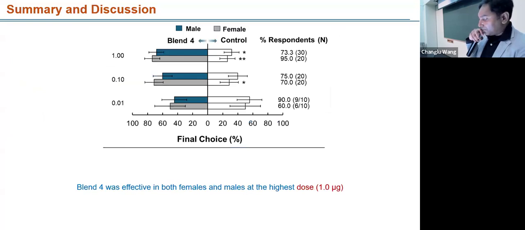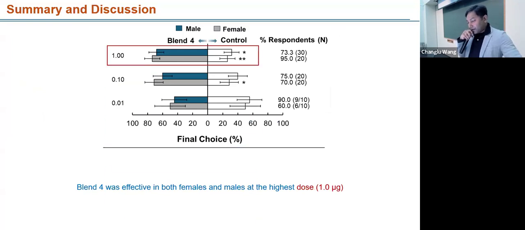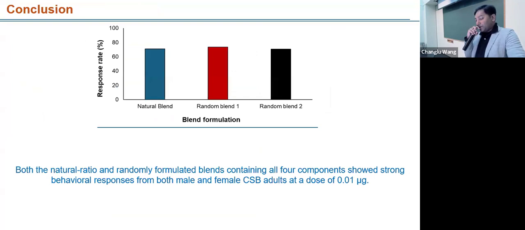There's the additional blend, as I mentioned, blend four, which uses two components. It's also showing an effect at a higher dose, not at the lower dose. So we can say that both the natural ratio and randomly formulated blends containing all four components showed a strong behavioral response from both male and female CSB adults at a dose of 0.01 microgram.